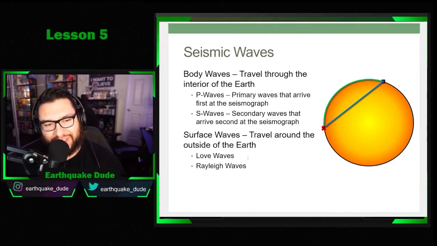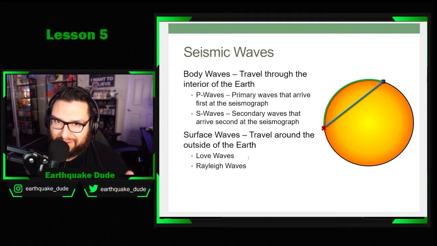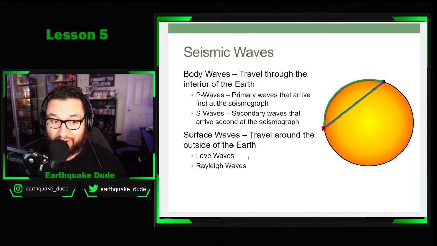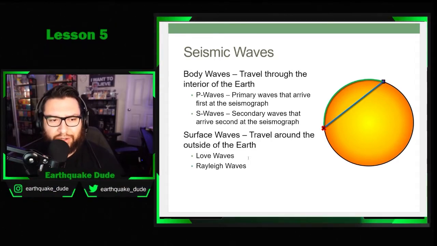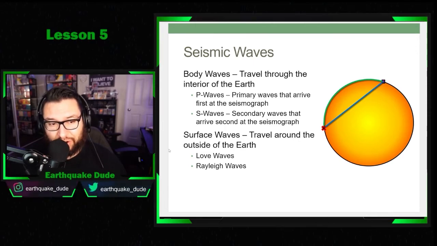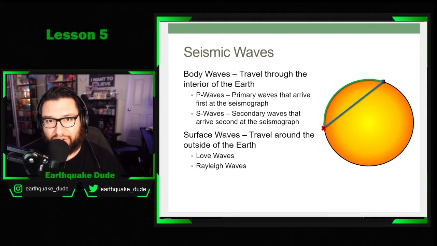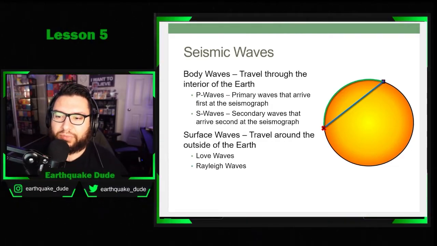Now, there's two different types of surface waves, but to keep it simple, we'll just say surface waves. But there are two different types, and they do have different motions, and I'll show you that in a little bit. There's the Love waves and the Rayleigh wave. Now, in an earthquake, the damage comes from the surface waves. Just keep that in mind.